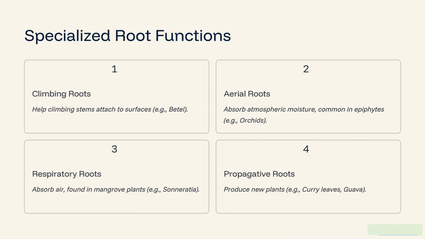Some more specialized root functions. Climbing roots help climbing stems attach to surfaces. Example, betel. Aerial roots absorb atmospheric moisture, common in epiphytes. Example, orchids. Respiratory roots absorb air, found in mangrove plants. Example, Sonneratia. Propagative roots produce new plants. Example, curry leaves, guava.